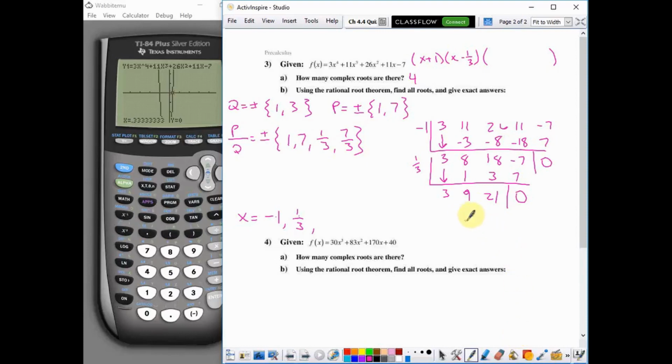So I get 3x squared plus 9x plus 21. That's my other factor. And I need to solve that by setting it equal to 0.